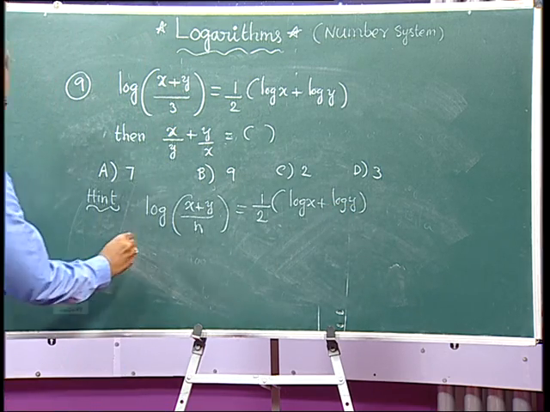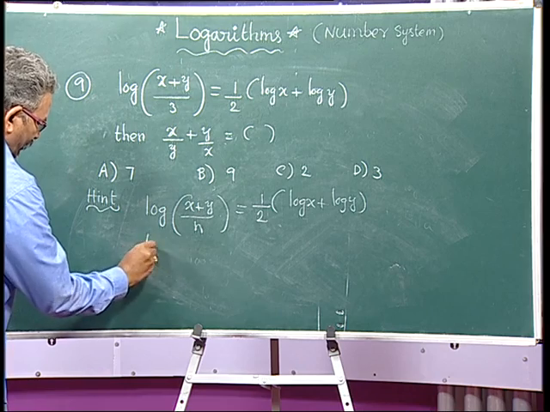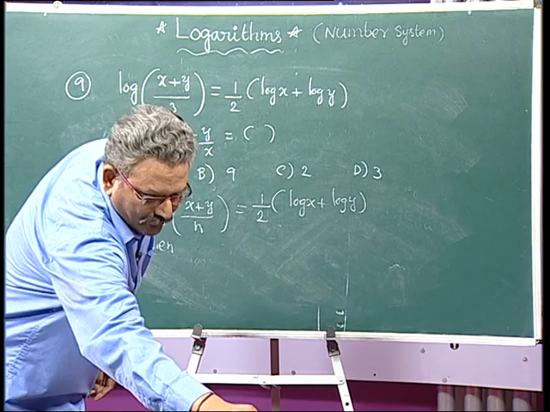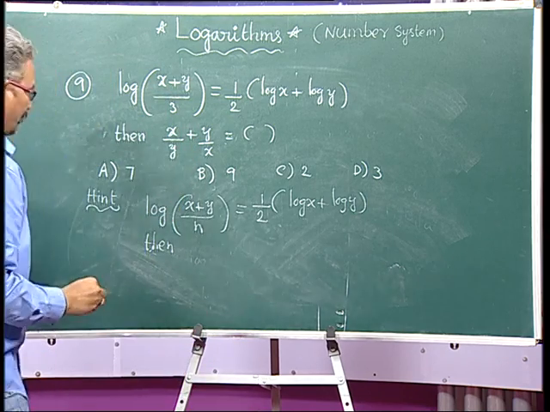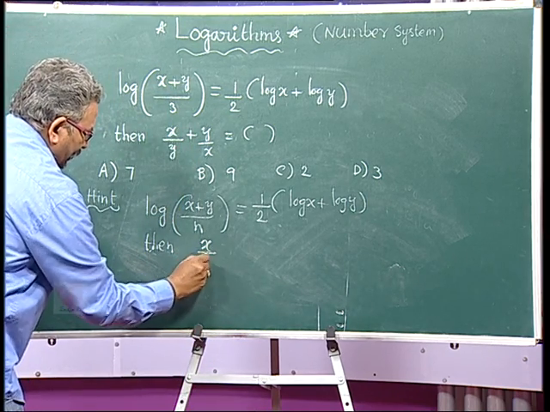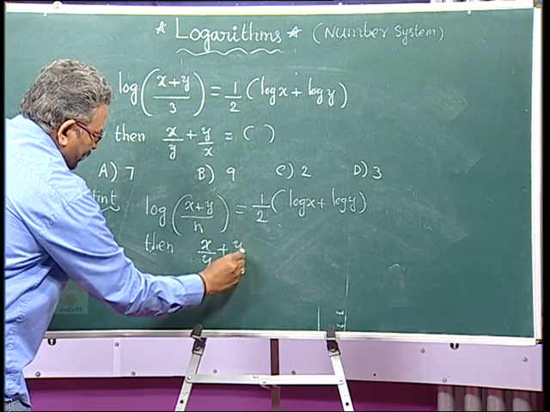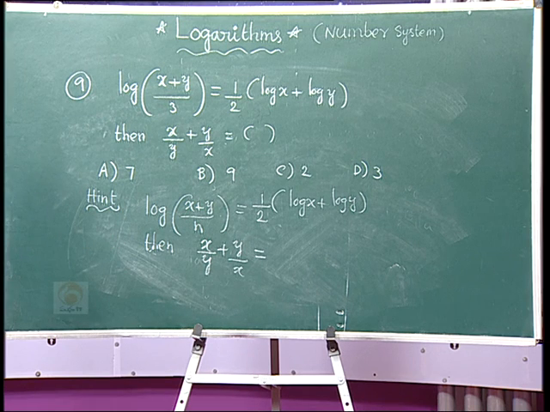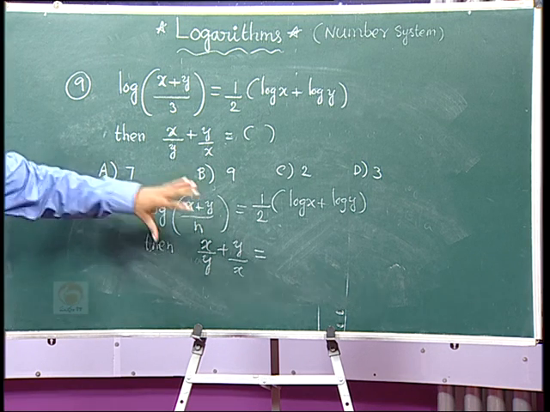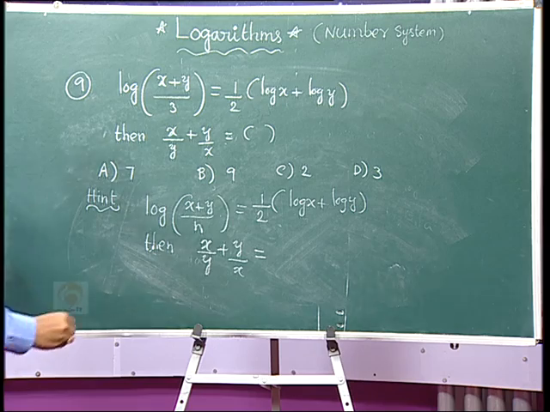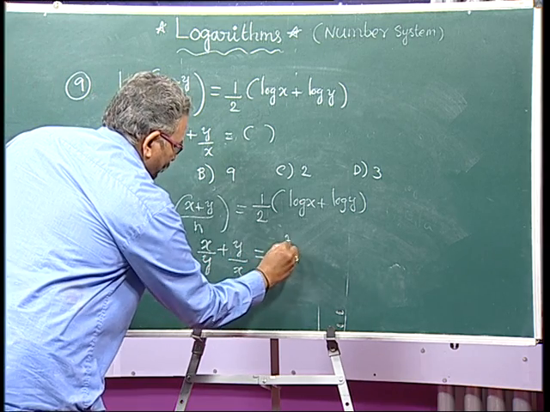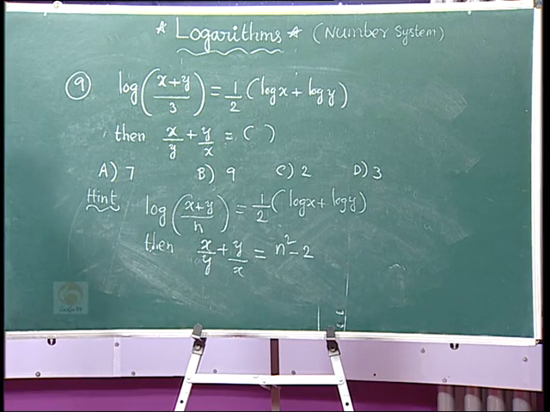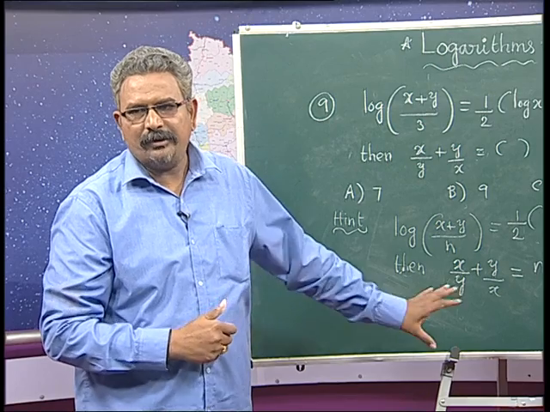So, then x by y plus y by x is equal to, here very important. It is better to notice this shortcut, you have to remember, that is n square minus 2, that is all, very simple. So, instead of doing a very lengthy method, you can remember this.